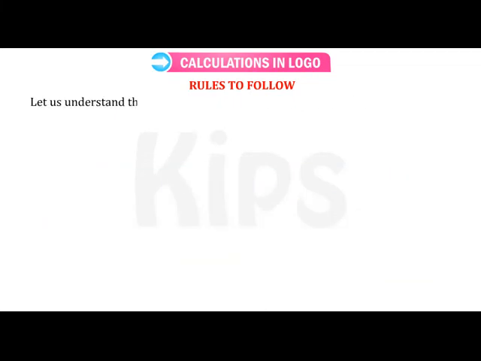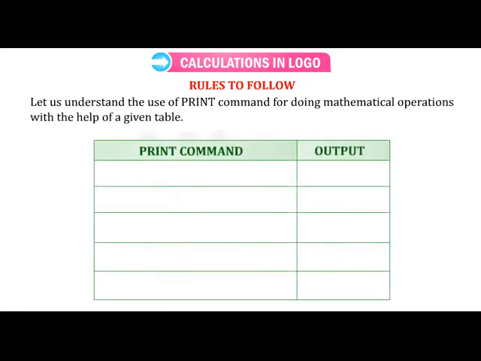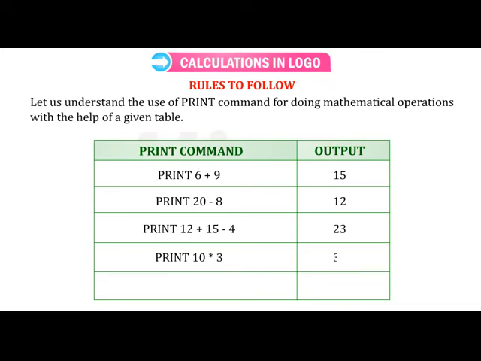Let us understand the use of print command for doing mathematical operations with the help of a given table. Print command. Print 6 plus 9. Output 15. Print 20 minus 8. Output 12. Print 12 plus 15 minus 4. Output 23. Print 10 into 3. Output 30. Print 34 divided by 2. Output 17.